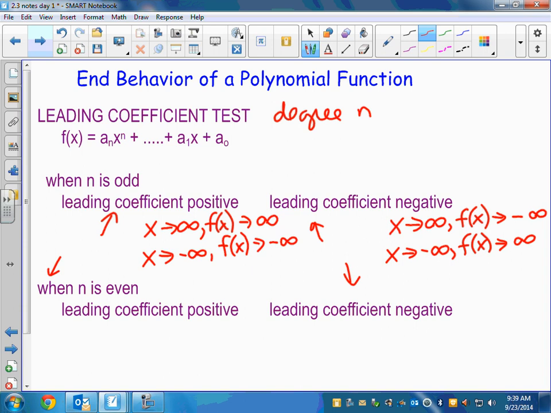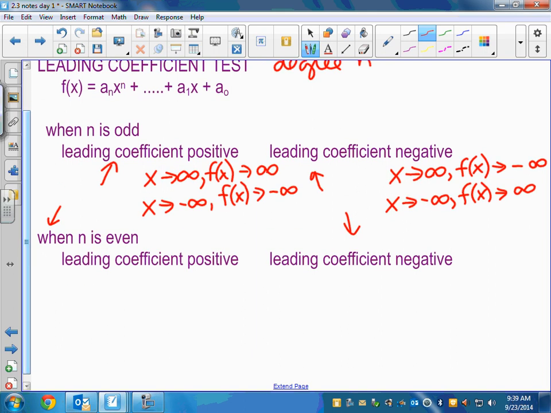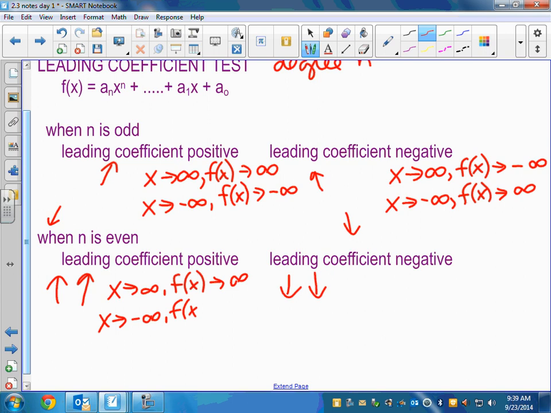Why? When it is even, think about quadratics. They either both point up or they both point down. All about the leading coefficient. I feel like we've been doing quadratics for so long that you don't even really have to think about this, because if it's a positive x squared, we know they both point up. Like this. If it's a negative x squared, they both point down. But that works with any even degree polynomial. So we say as x goes to infinity, f of x goes to infinity, and as x goes to negative infinity, f of x also goes to infinity.